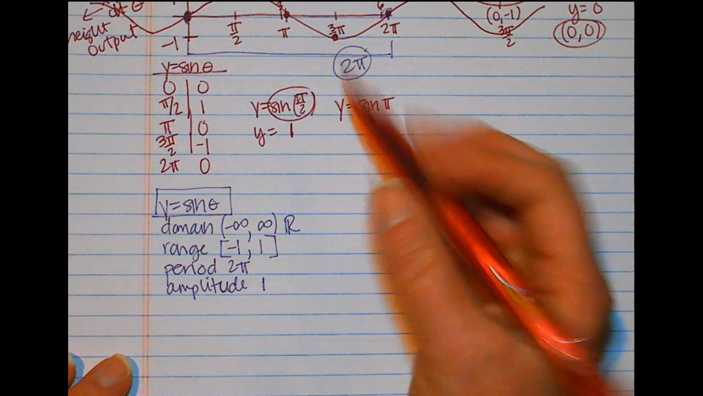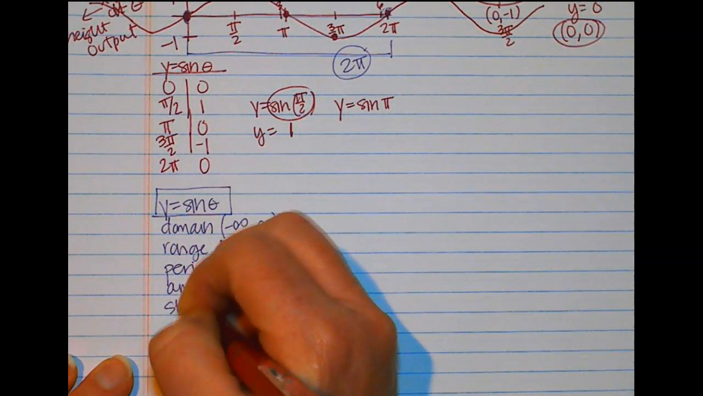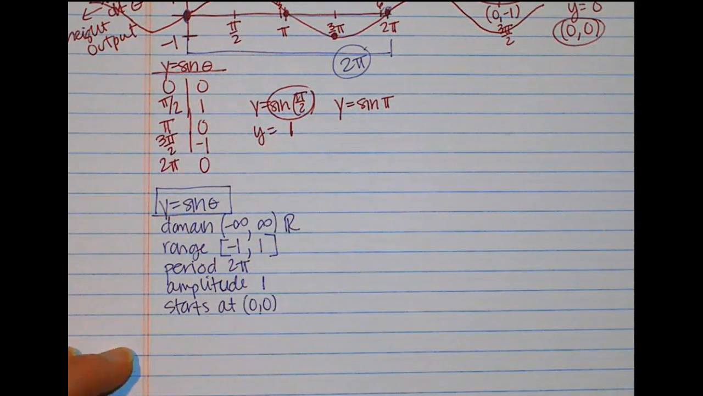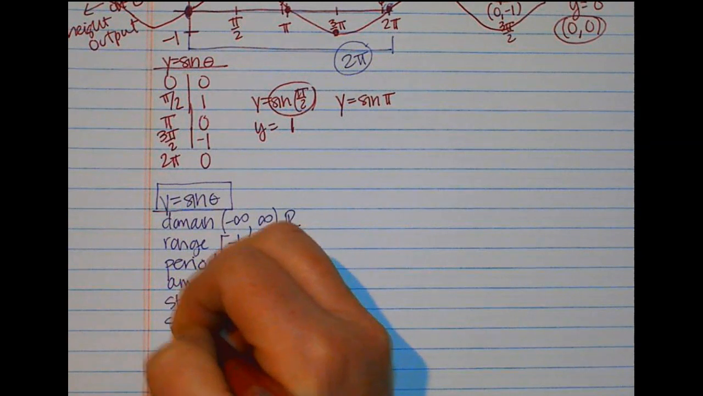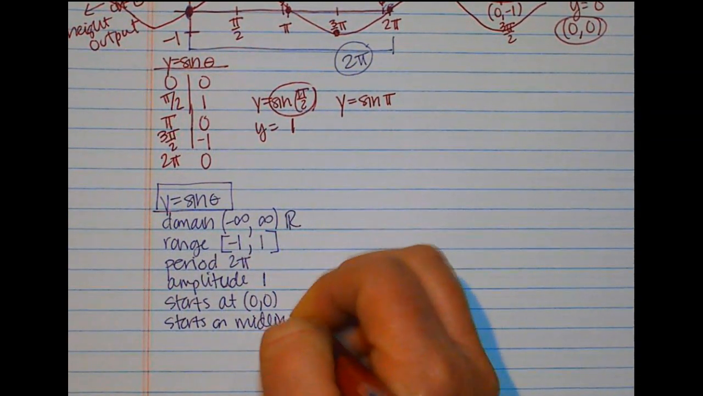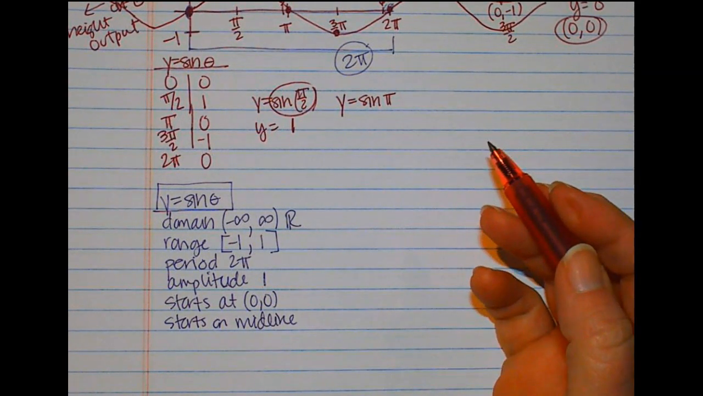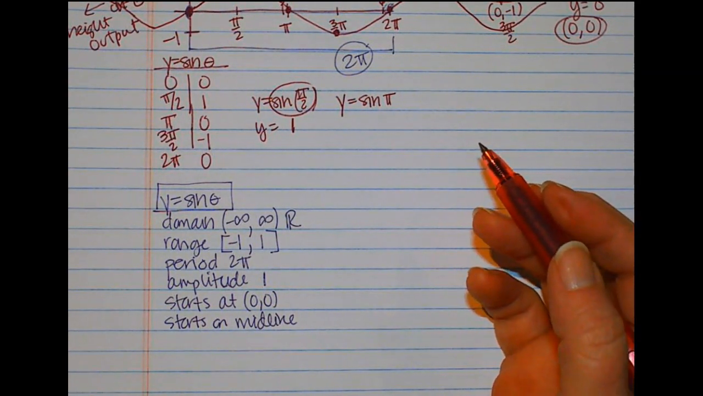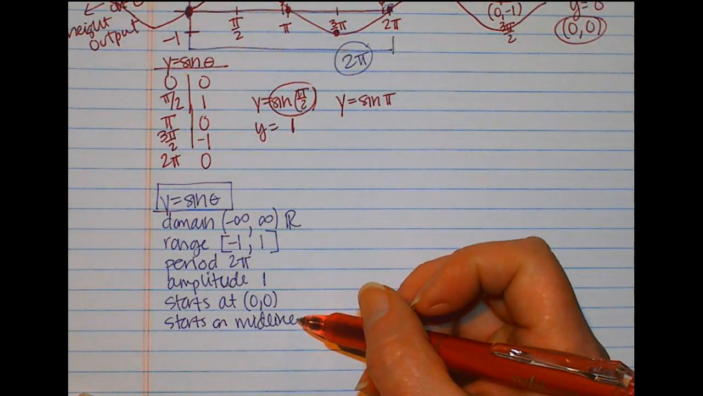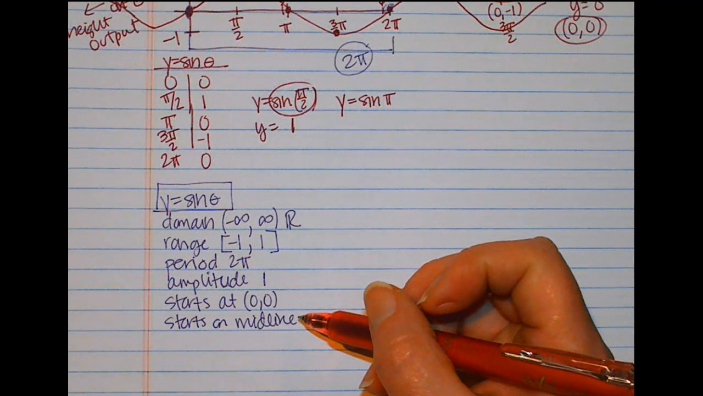And then sine starts at 0, 0. The parent function does. That'll be important for you to tell the difference between sine and cosine. But also sine starts on the midline. And we will look at how that works also. So sine, if you're going to call it sine, it has to start on the midline, and that's just the middle of the graph.